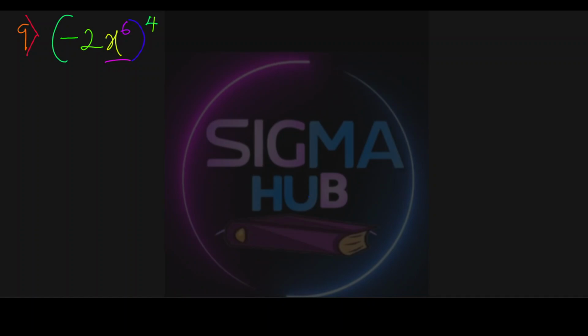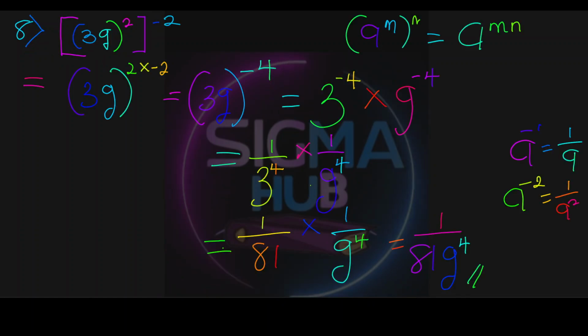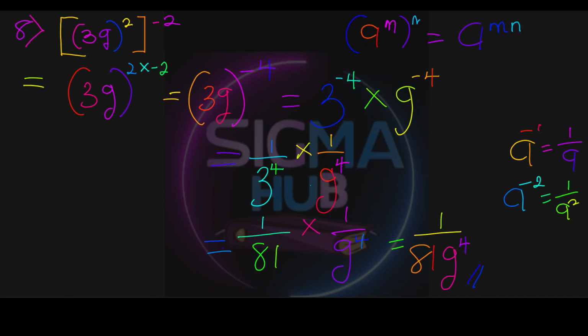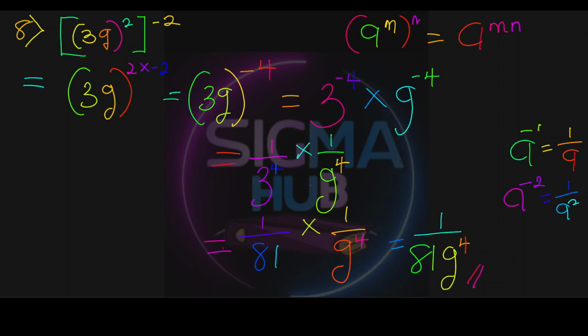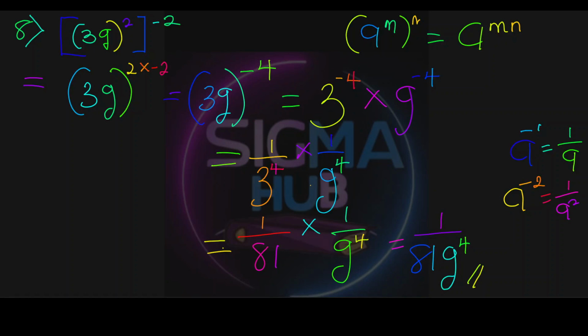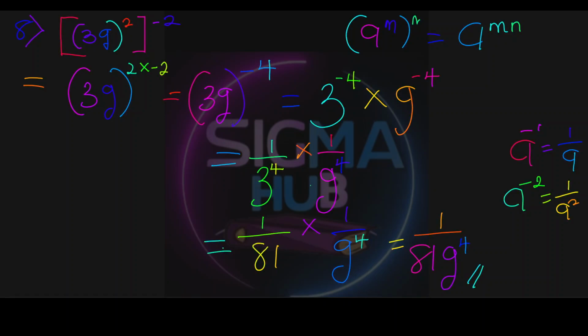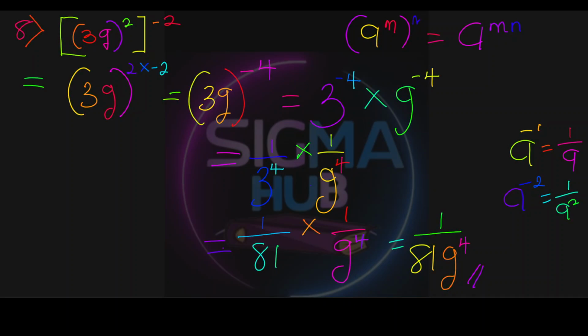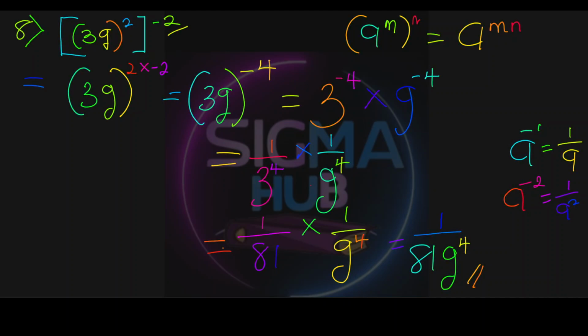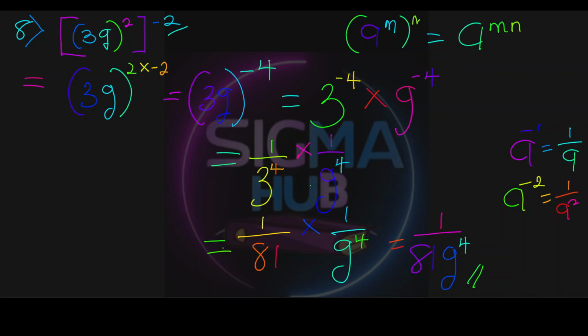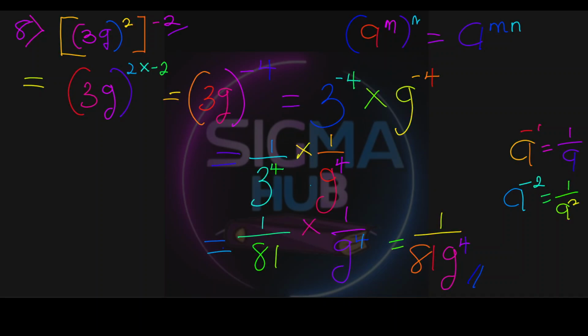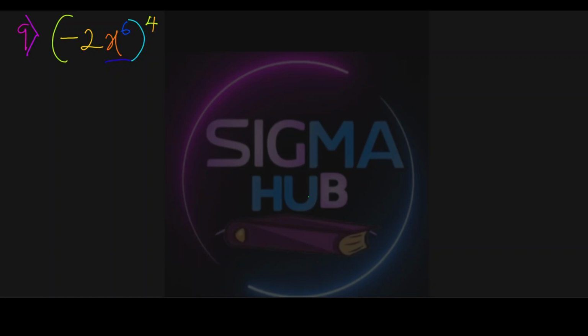Now let me take you back to the last question. As you can see, what we have enclosed in the bracket is 3g, then we have it raised to the power of 2. It signifies that the power 2 is for both 3 and for g. And also the power of minus 2 that we have here is for both 3 and g, because they are all enclosed in the bracket before getting the power. But it's different from this. The 6 is only for x, it's not for the minus 2, while the 4 is for both x and minus 2.